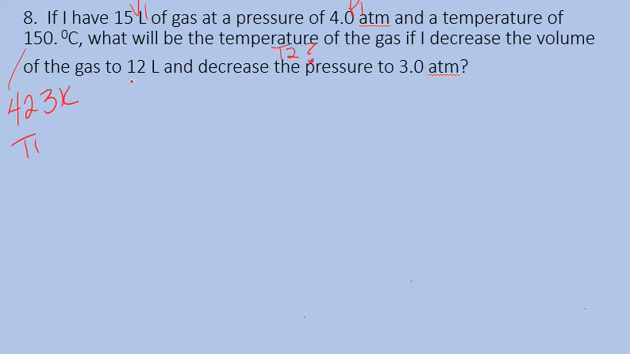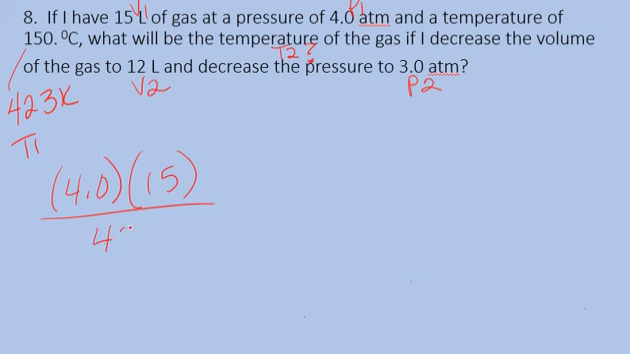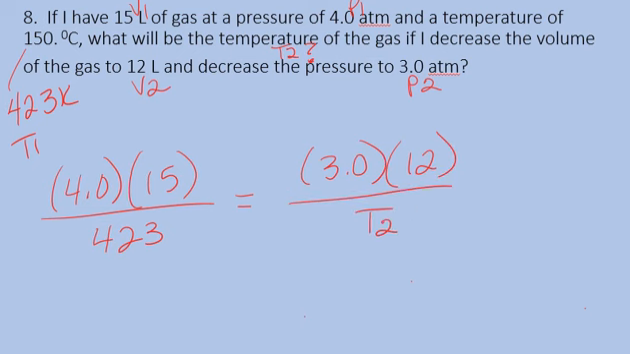If I decrease the volume, so that's my V2, and the pressure to this. Okay, let's fill them all in. First pressure is 4.0, first volume is 15, first temperature is 423. The second pressure is 3.0, the second volume is 12, and T2 is what I'm solving for.